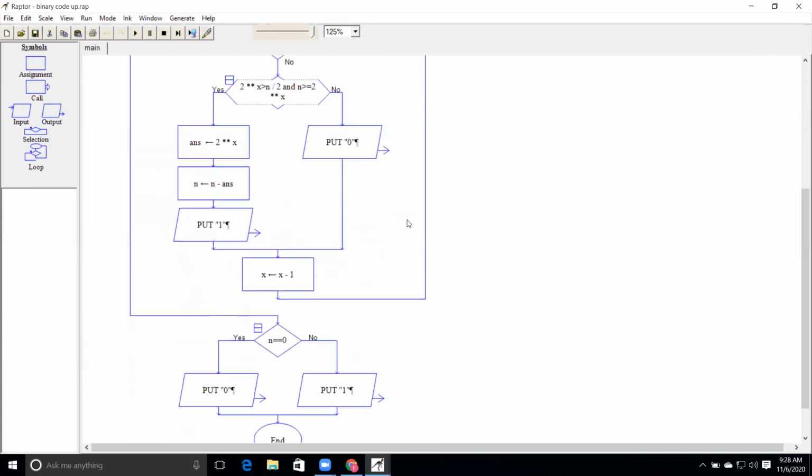After doing all this, if n is equal to 0, then at last the 2 power x, that x will be 0, sir. If n is equal to 1, the x will be 1, sir. Something like that.